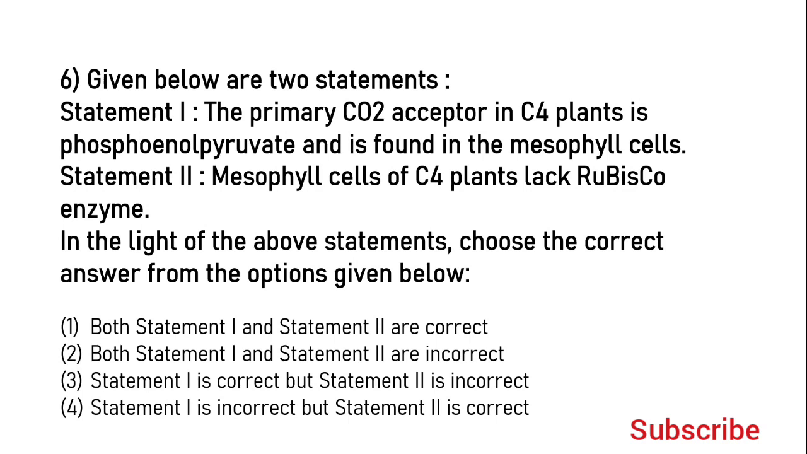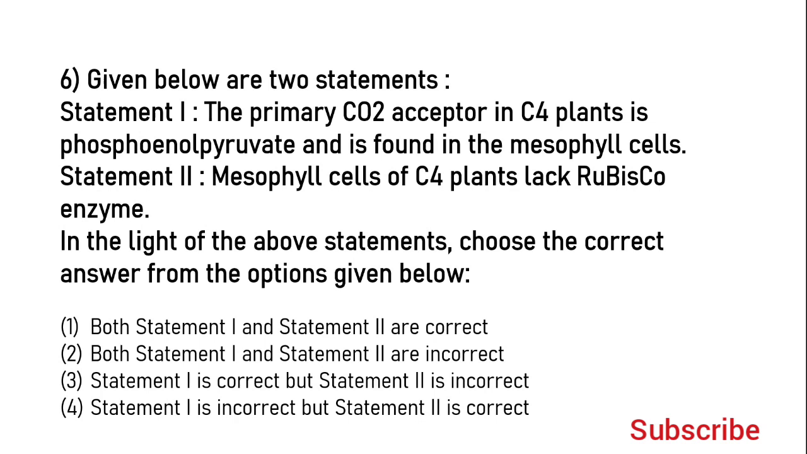Given below are two statements. Statement 1: the primary CO2 acceptor in C4 plants is phosphoenol pyruvate and is found in the mesophyll cells. And statement 2: mesophyll cells of C4 plants lack Rubisco enzyme. In the light of the above statements, choose the correct answer from the options given below.